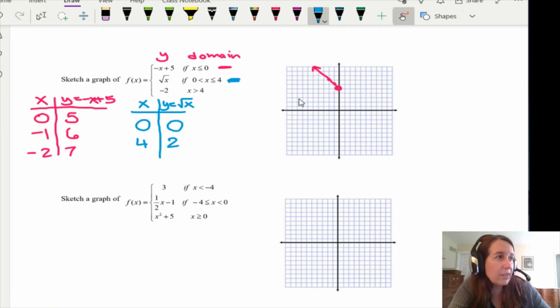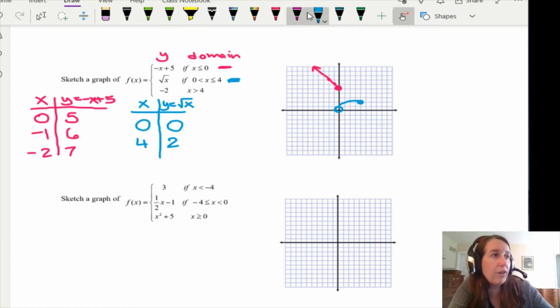All right, so let's graph that. Now notice it says x is greater than 0, so the 0, 0 is an open circle. And then the 4, 2 is less than or equal, so that is closed. And remember, the square root graph is that little sideways parabola, just half of it. So there you go.